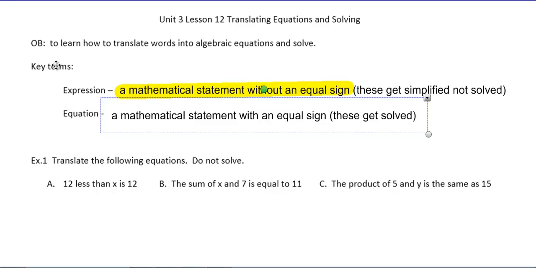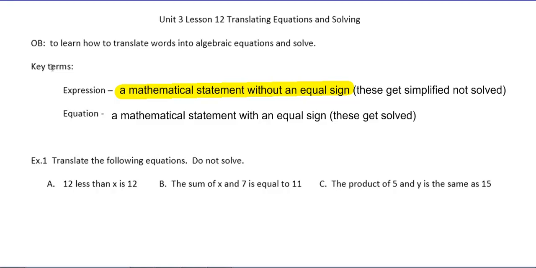And basically an expression, this is something you do have to have written down. An expression is a mathematical statement without an equal sign. This is what we worked with quite a bit first semester in distributing, collecting like terms, stuff like that. Usually we end up having to simplify these things. We don't solve expressions, we could at best simplify them.